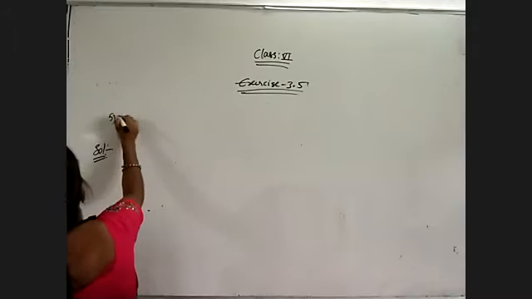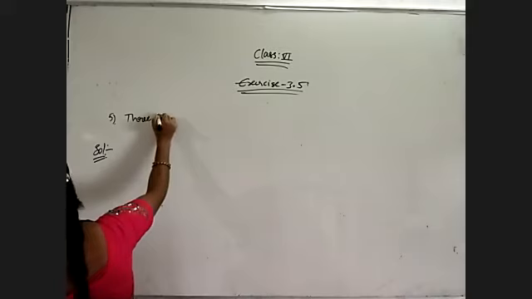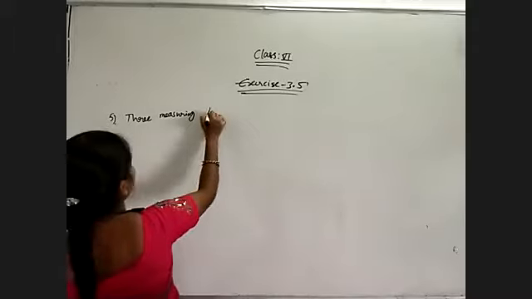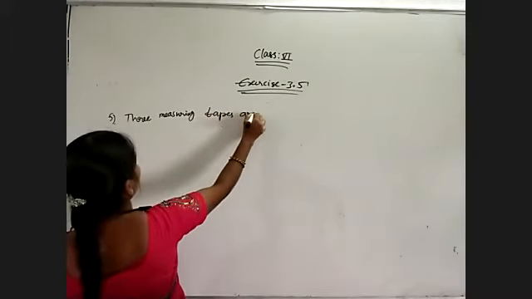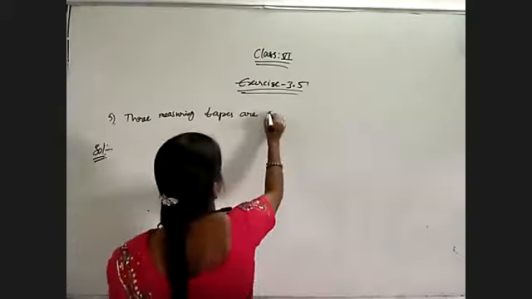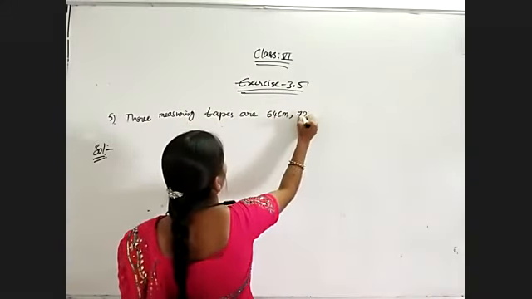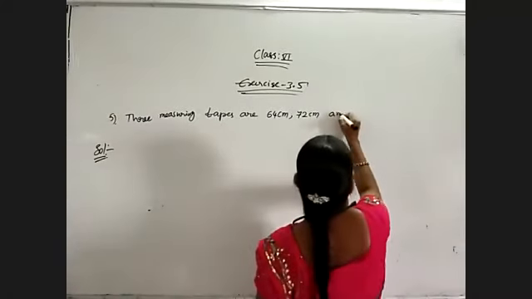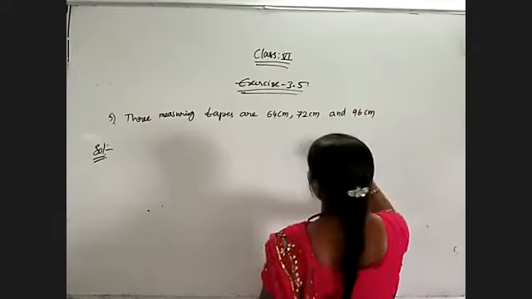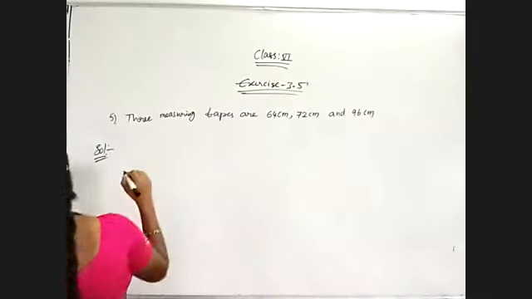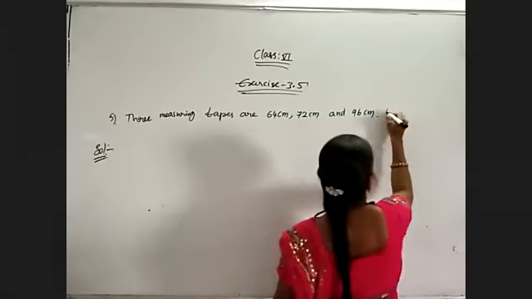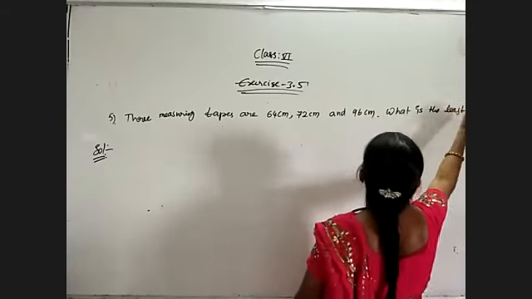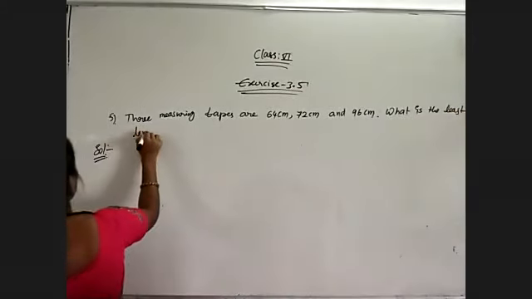Observe the fifth problem. 3 measuring tapes are 64 centimeters, 72 centimeters, and 96 centimeters. What is the least length? Least length, again smaller values.